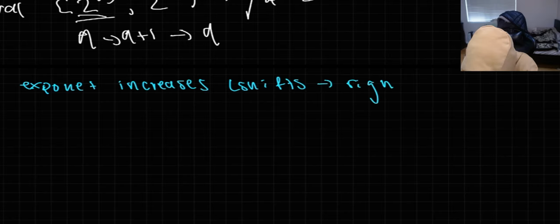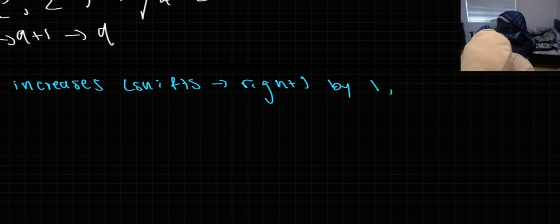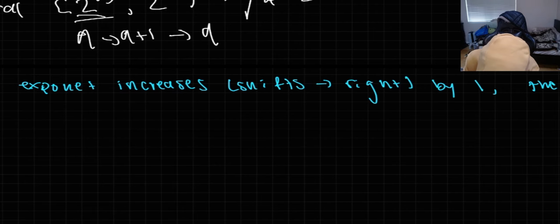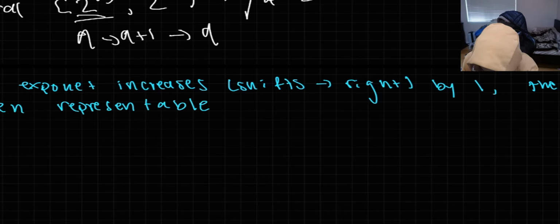So, our rule note would be, let's highlight this: as the exponent increases or shifts to the right by 1, the spacing between representable integers doubles.